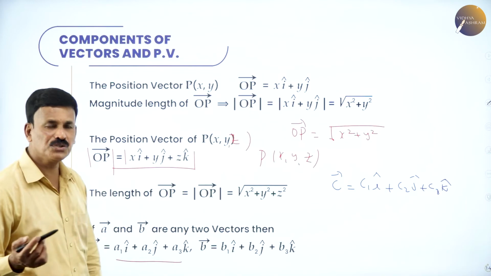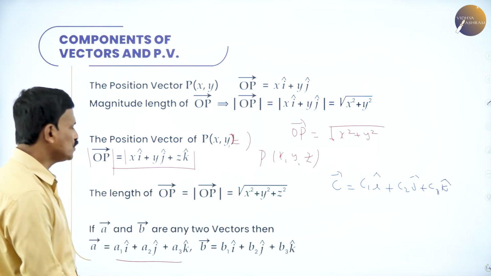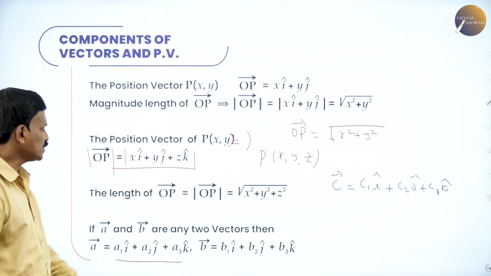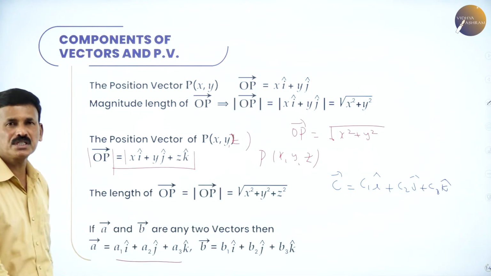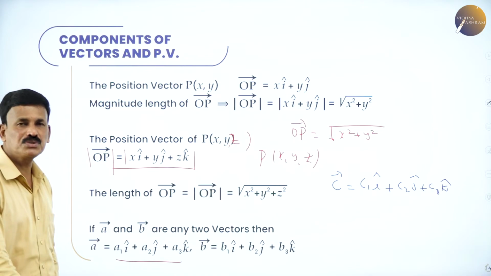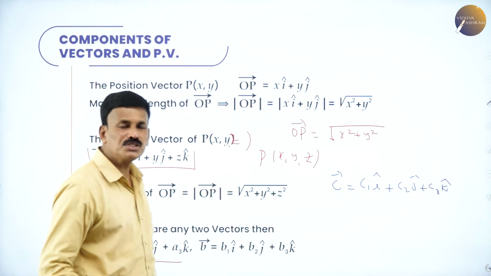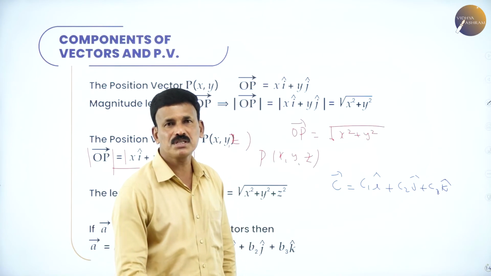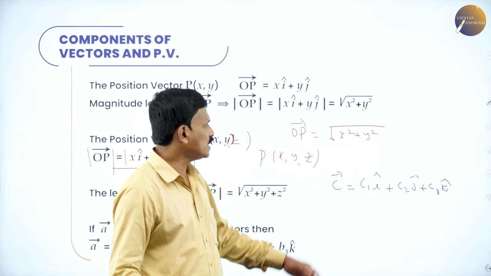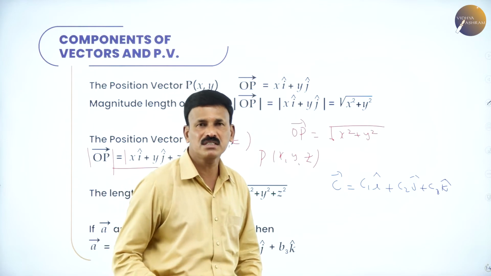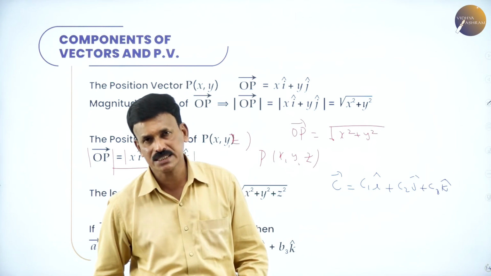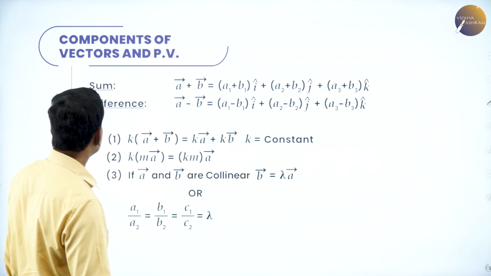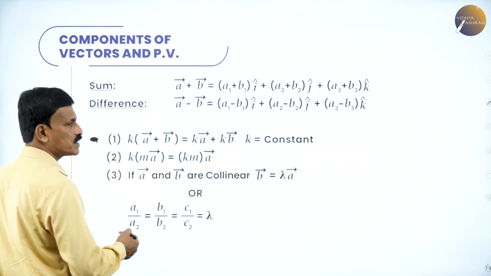If A and B are any two vectors, then we can denote vector A as a1i plus a2j plus a3k, and similarly vector B can be denoted as b1i plus b2j plus b3k. Suppose if C is any vector, C can also be written as c1i plus c2j plus c3k, where i, j, k are the unit vectors along x, y and z axis. Okay. Now let us come to the next concept, that is the addition and subtraction.